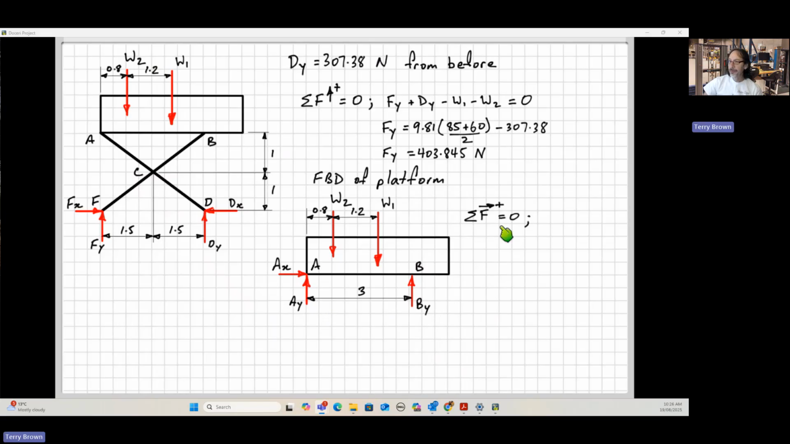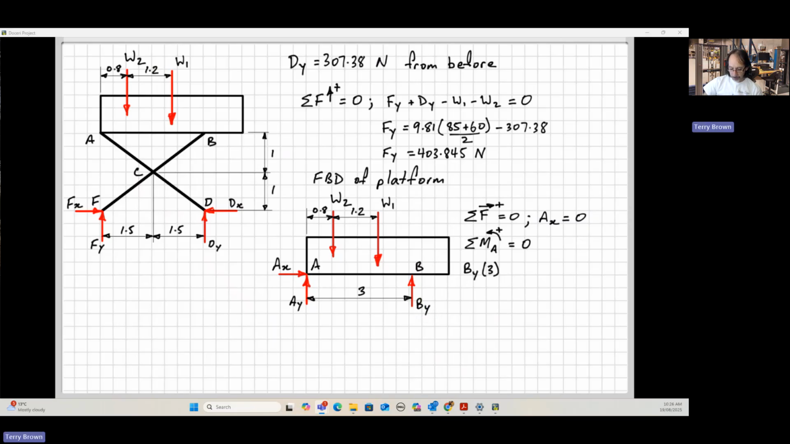So now I can write sum of the forces in the x direction, or the horizontal direction, positive equals 0. So I can see and write here that Ax equals 0, as we discussed. Then take moments about a point. So usually take the moments about the pin connection, right, because the moment of these two things is 0. So we can find By directly.